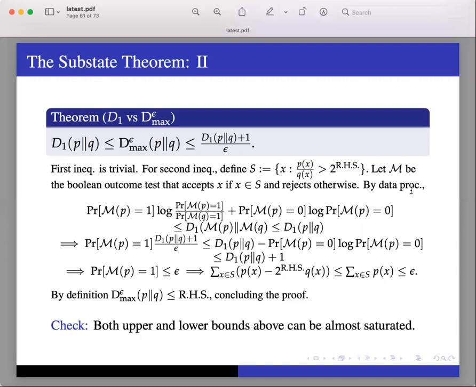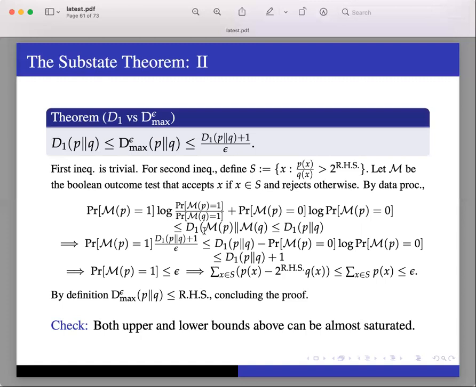So now I'm going to apply data processing to D1 again. Okay. So I start off with D1, Shannon relative entropy between P and Q. I apply this Boolean outcome test. In fact, this is a deterministic test. Okay. So I get a probability distribution supported on two points, 0 and 1. So MP is the probability distribution that I get for this test when I feed it samples from P. And similarly, I have MQ. So this is the data processing inequality. And now we are going to write down D1 just like before.